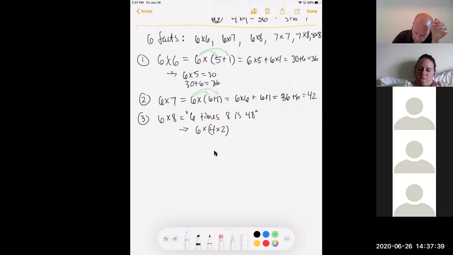Okay. So what I can do is use the associative property and associate the 6 and the 4 together. And then I have a double that I can do. So 6 times 8 is 48.